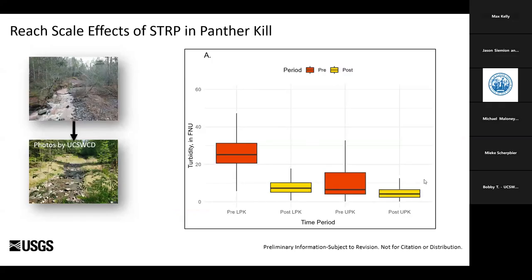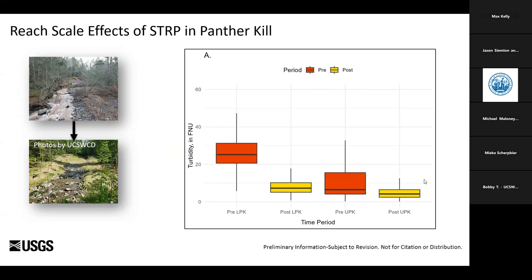So here's a second example of the effects of an STRP on water quality at the reach scale. We're going to go to the other side of the upper Esopus Valley to Panther Kill, which is a small steep stream that flows into Woodland Creek. Here we're going to be looking at the same figures we just looked at, but for Panther Kill.